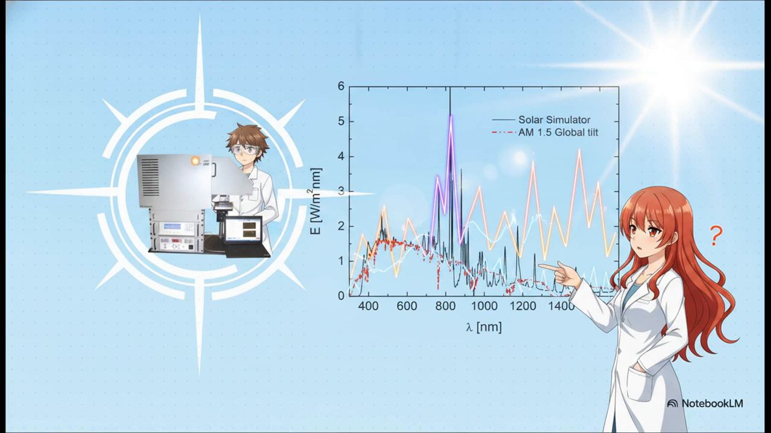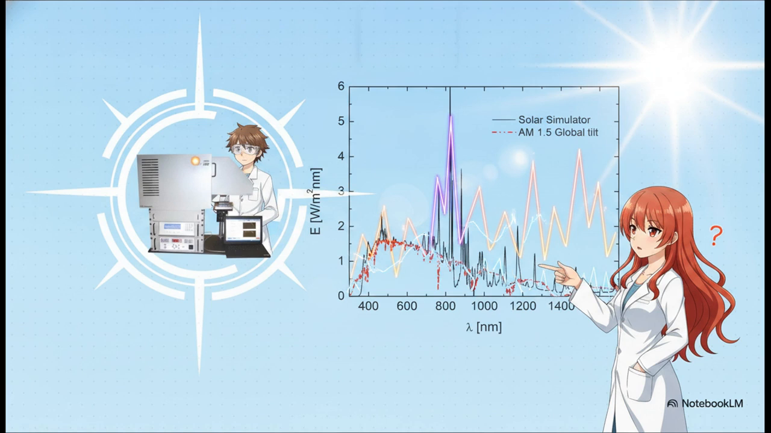We use incredibly sophisticated apparatuses called solar simulators. These machines use really powerful xenon flash lamps to just blast the test cell with light. But look closely at this graph because it brilliantly illustrates a massive hidden challenge. The solid black line is the light spectrum created by our simulator.